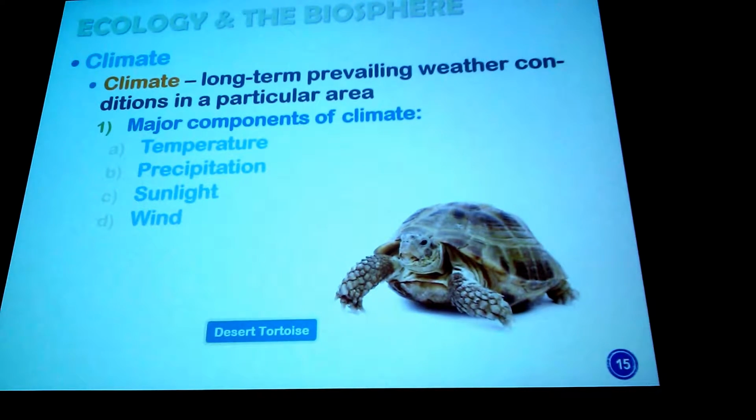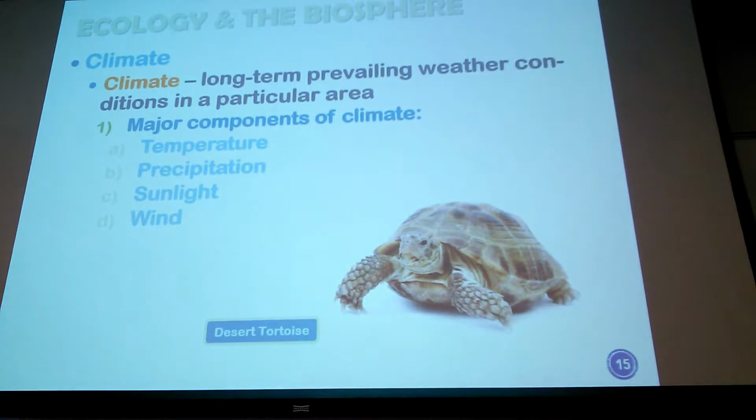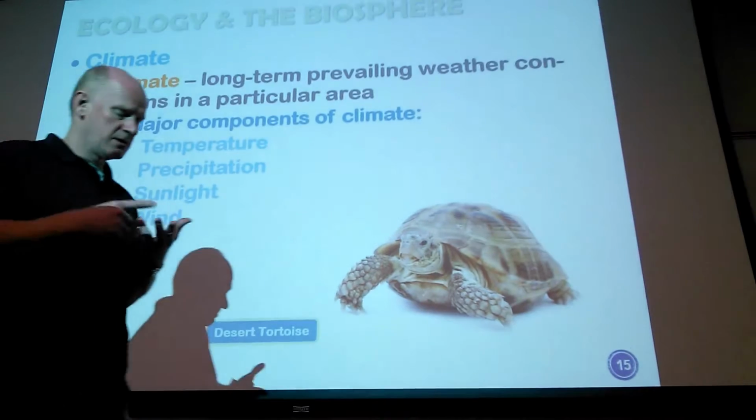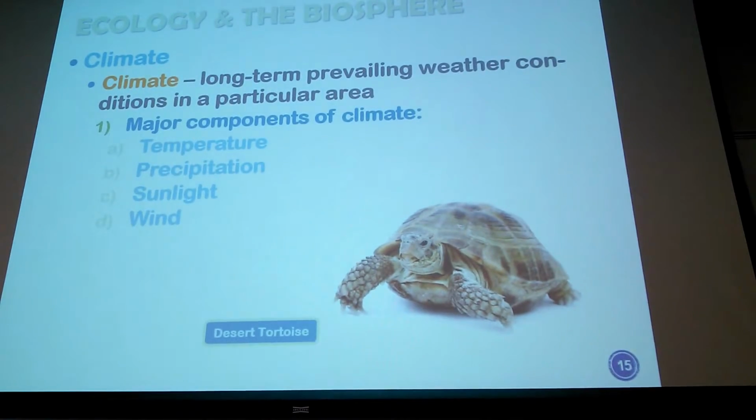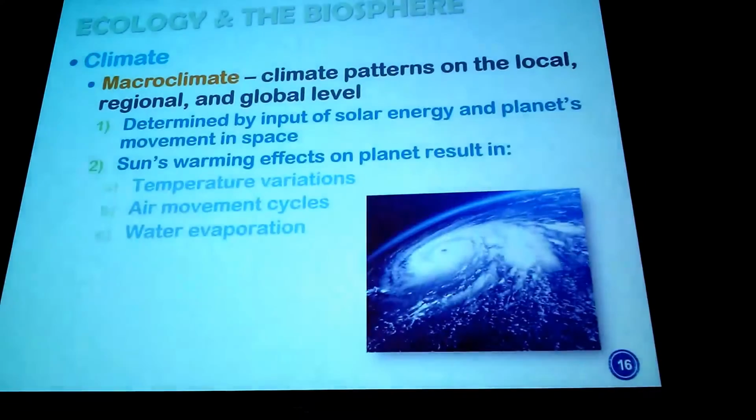Temperature, precipitation, sunlight, and wind. Towards the end of this chapter, I'm going to talk about 6 very specific different climates. And one of the things I'm going to tell you is the general temperature and the amount of precipitation they get every year. Because that's really and truly what defines climate.